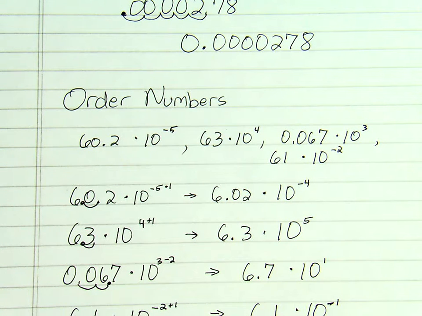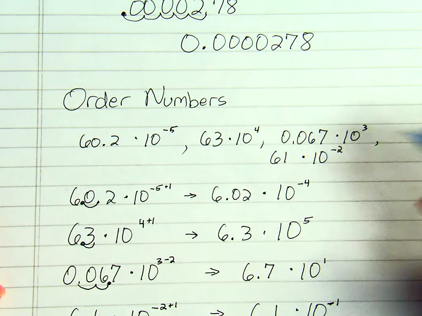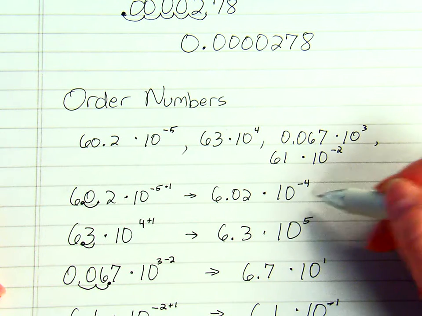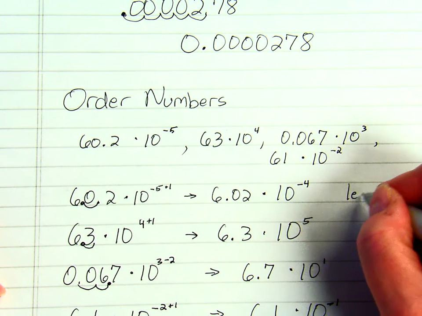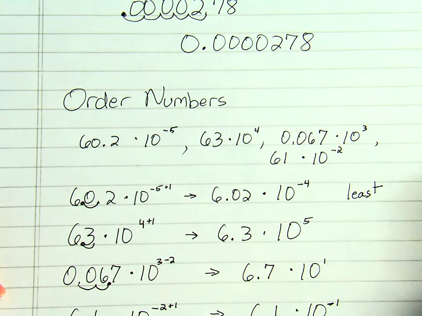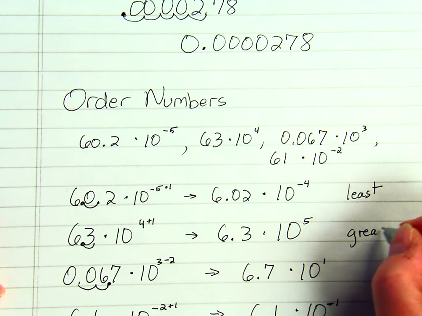Well, actually, when you get them into scientific notation, it's very clear what the order is. They are asking us to put it in least to greatest. Our smallest number is going to have the smallest exponent here. So this is my least. This is my greatest.